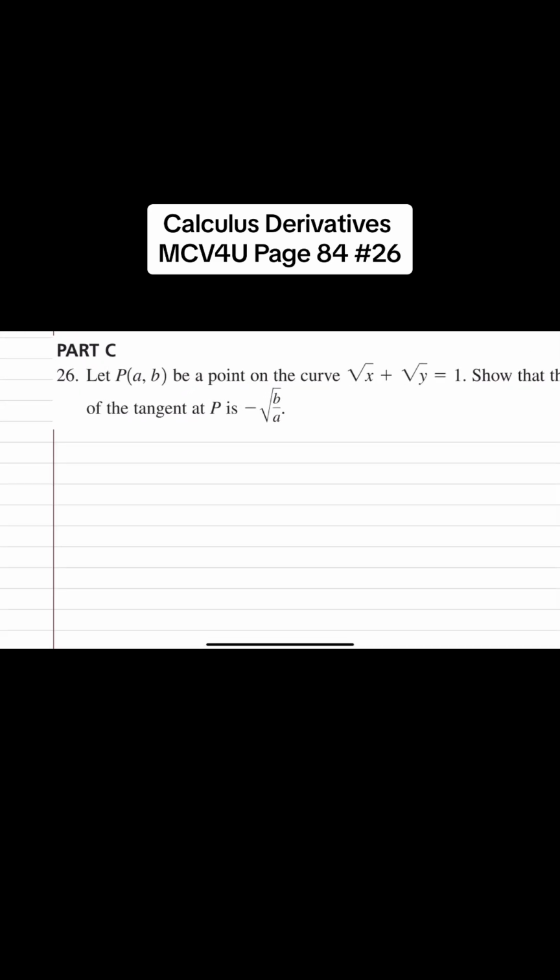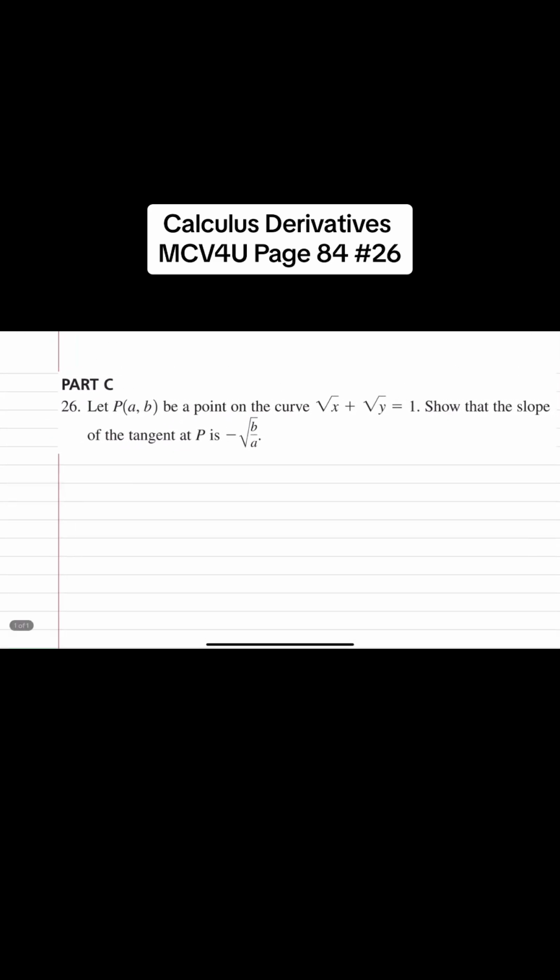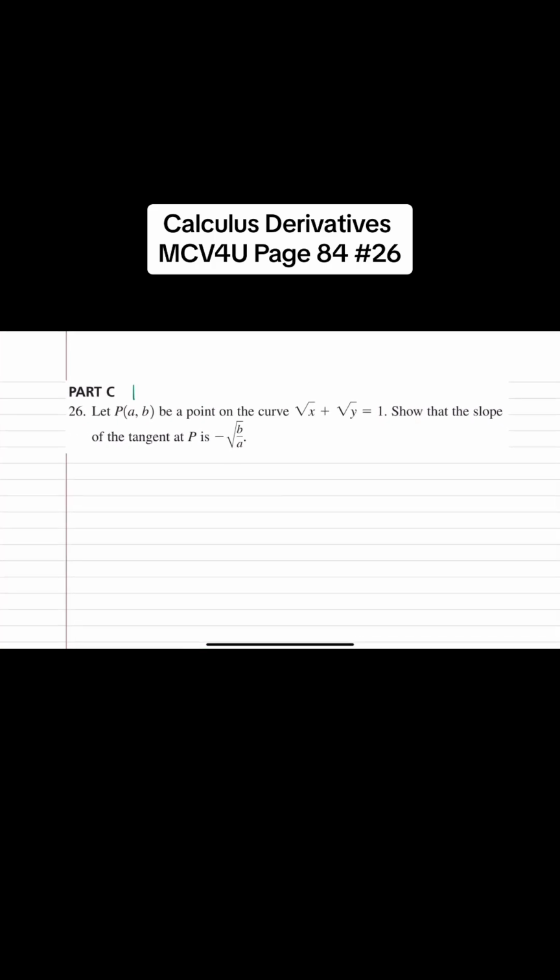Firstly, we're told that the point is (A, B), where A is our x value and B is our y value. We're also told the equation of the curve, which is the square root of x plus the square root of y is equal to 1. We can try to isolate for y, so we can say the square root of y is equal to 1 minus the square root of x. We can now square both sides to get y on its own.